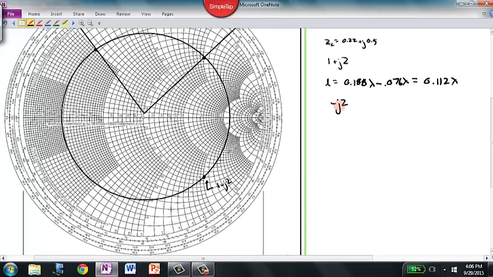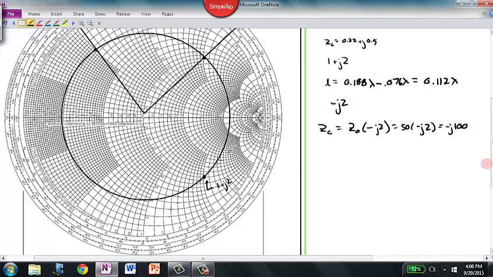This value, however, is normalized to the characteristic impedance of the transmission line, so what we need to do is we need to unnormalize it. We find that Z sub C is just going to be equal to Z0 times minus j2, and so that's 50 times minus j2, that's minus j100.